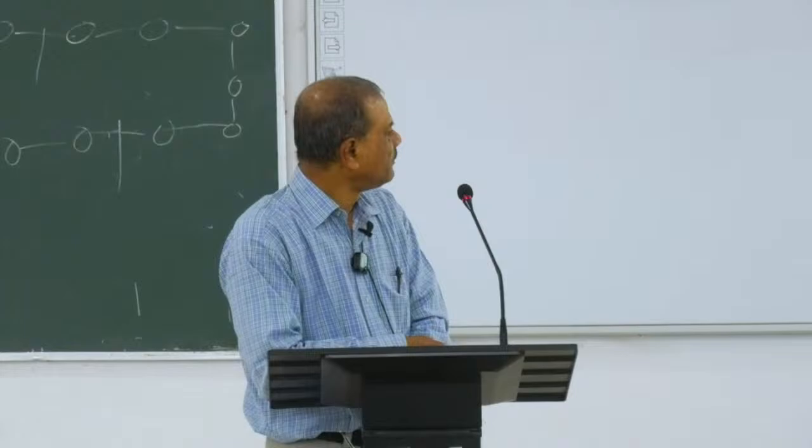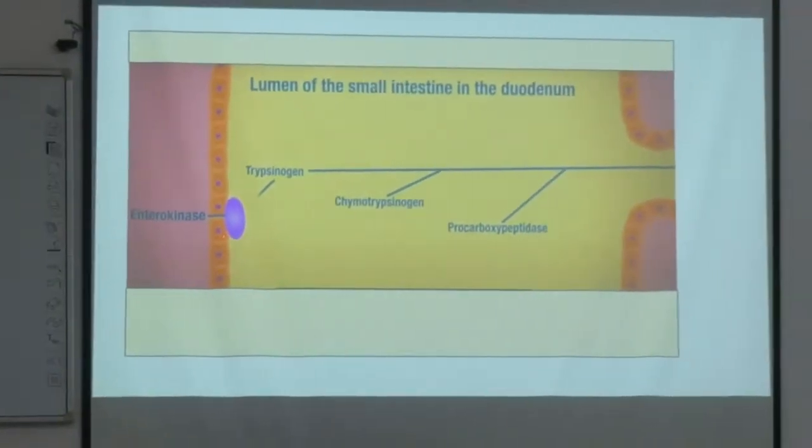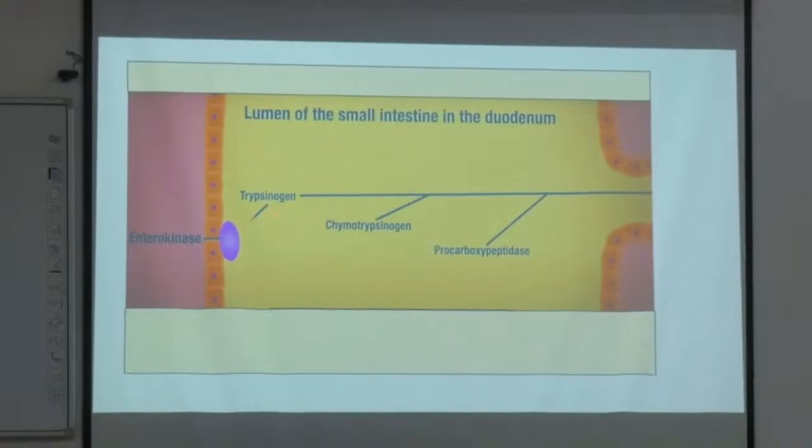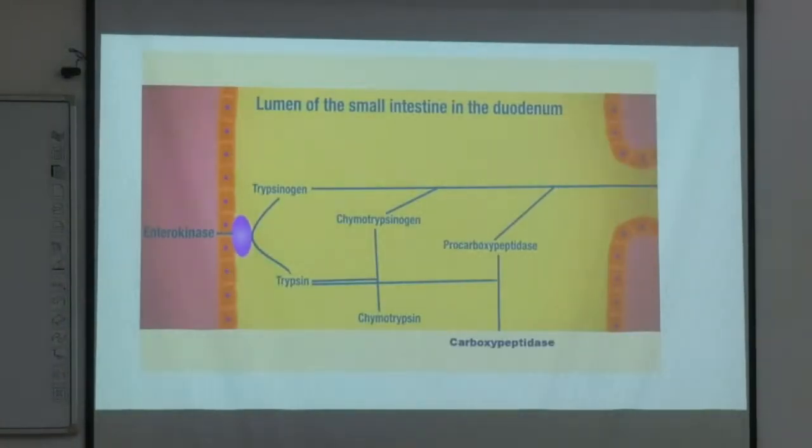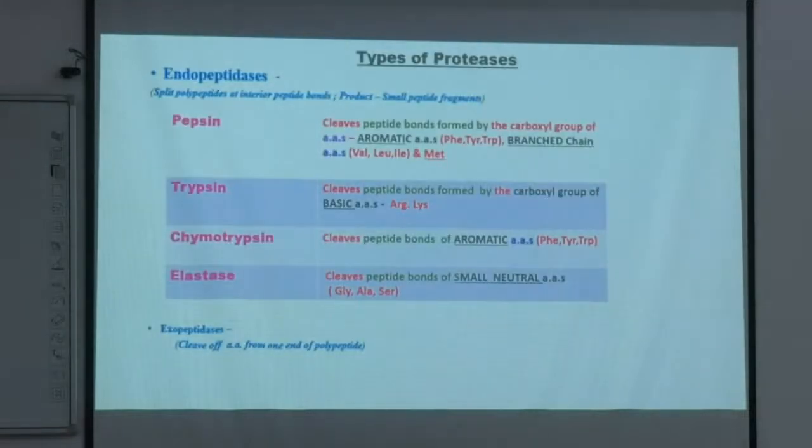So in the lumen, basically this enterokinase is present in the brush border, as I told you. So that acts on trypsinogen. So once trypsinogen is activated to trypsin, this trypsin converts all these things. This is a pictorial diagram. Note down this slide. This is required for examination purposes. Perhaps this was not taught in your class 12.